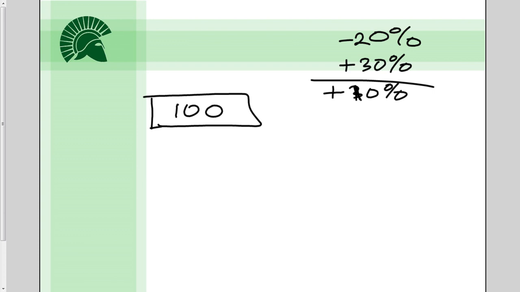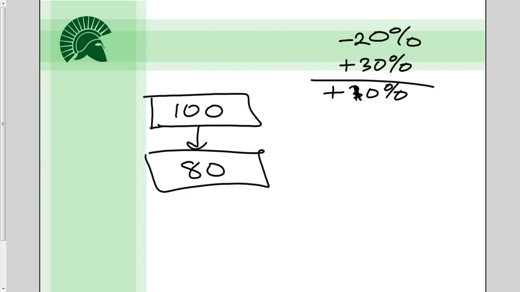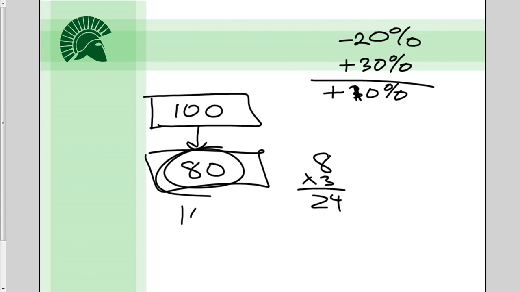If I take 100 and I discount it 20%, well, 20 out of 100 is 80. But I'm no longer dealing with 100. Now I'm dealing with 80. So when I add 30% of 80, well, 10% of 80 is 8. So 3 times 8 is 24. When I add that 24 to 80, I get 104. This is what I end up with when I do it the proper way.